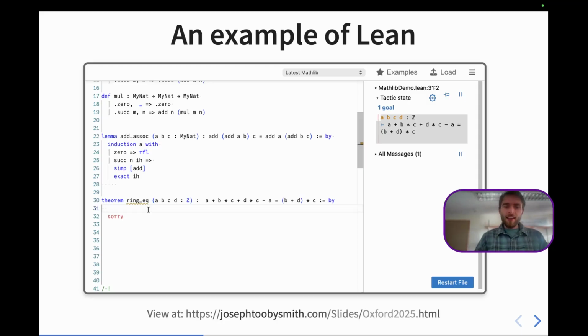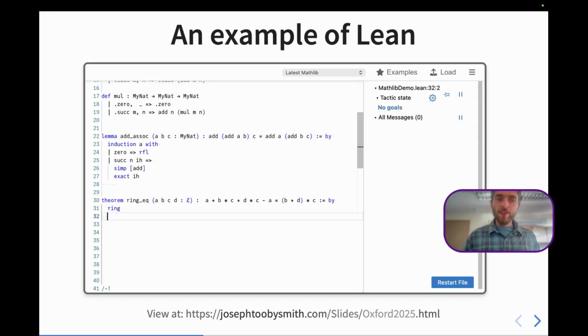There is a tactic in Lean called ring. It's basically related to something called ring theory. You may have done this if you've done linear algebra in your first year. And if we call ring, the theorem is proved. There are no errors, there are no squiggly lines. So this tells us that Lean has checked this. It has gone down to its mathematical foundation of type theory. It has checked this and it has said, this is true, all is good.